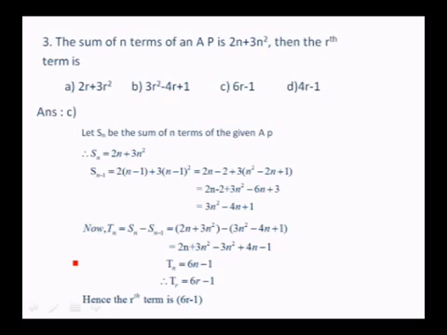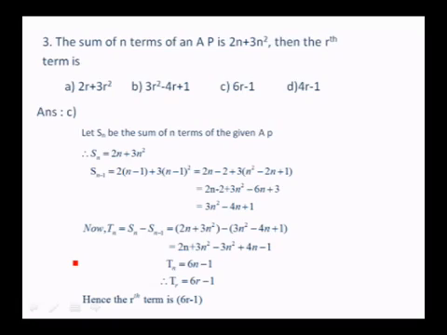In the synopsis I have discussed about this one. Tn is Sn minus Sn minus 1. So Tn is equal to 2n plus 3n square minus of 3n square minus 4n plus 1. Subtract one from the other. 2n plus 3n square minus 3n square plus 4n is equal to, 1 minus 1, I'm sorry. So Tn is 6n minus 1.